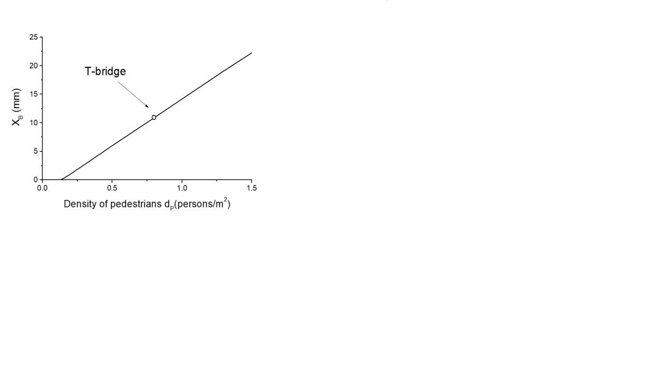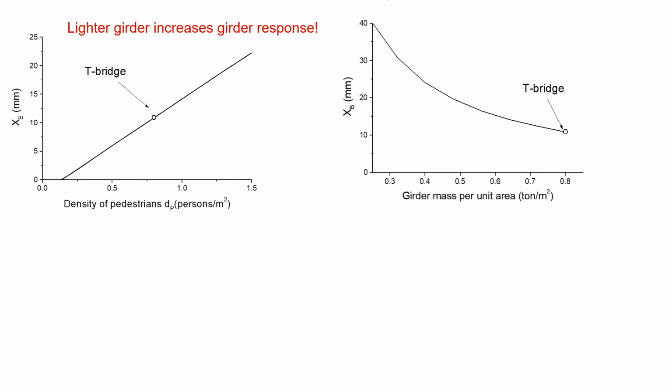This shows the lateral girder displacement xb with the density of pedestrians dP, calculated by my method. You understand, more people increase the girder response. This shows the calculated lateral girder displacement with the girder mass per unit area. Clearly, a lighter girder increases the girder response.